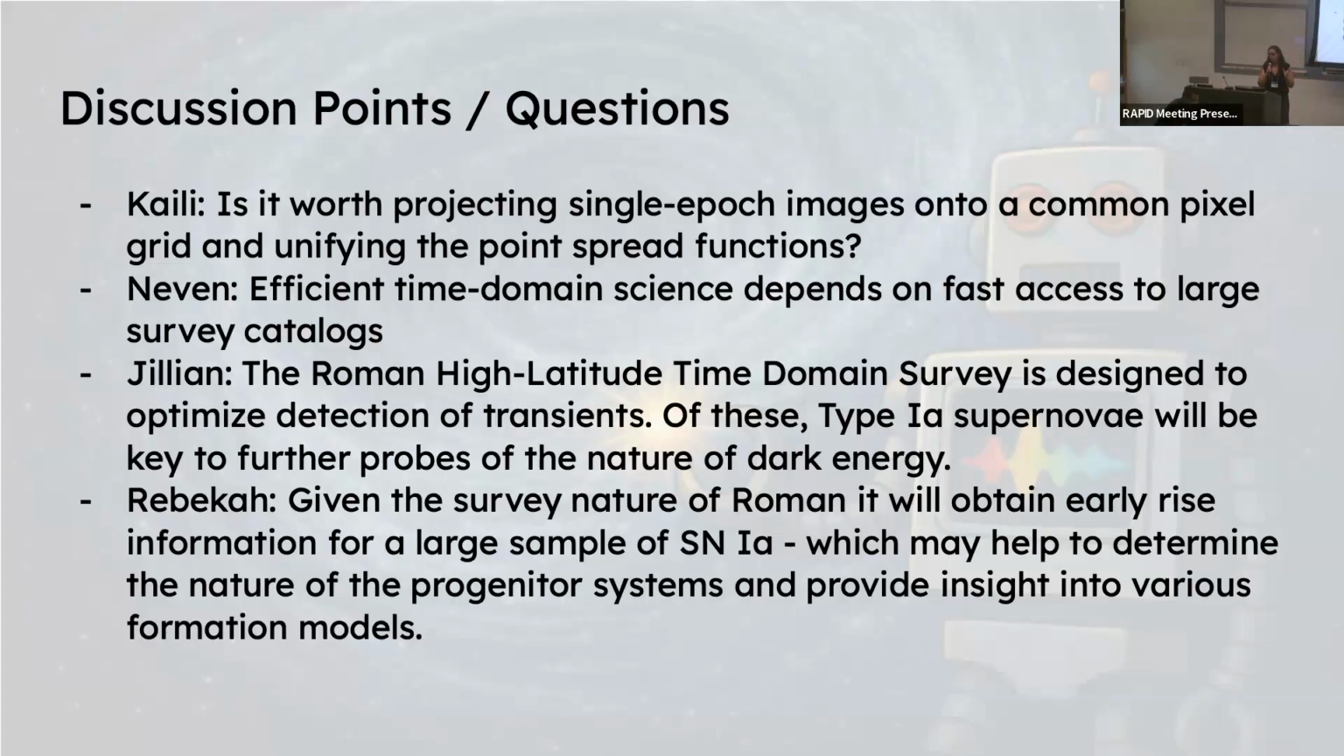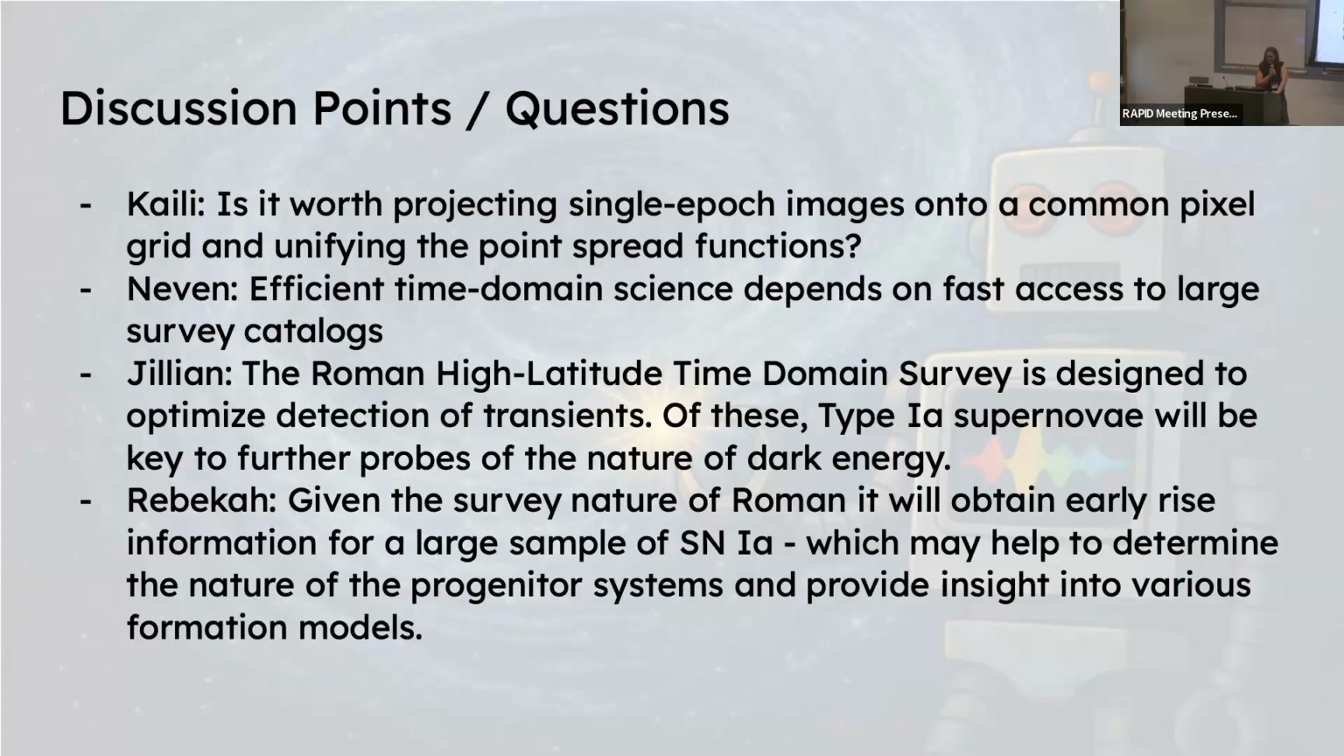Kyrie says, is it worth projecting single epoch images onto a common pixel grid and unifying the PSFs? Neven says, well, we want to do efficient time domain science, how can we quickly access survey catalogs? Gillian is talking about the high latitude time domain survey that we want to get transients. Of course, type 1a supernovae are an excellent probe for the nature of dark energy, and it's very promising, but I'm pretty sure we can also discuss other probes in Roman.